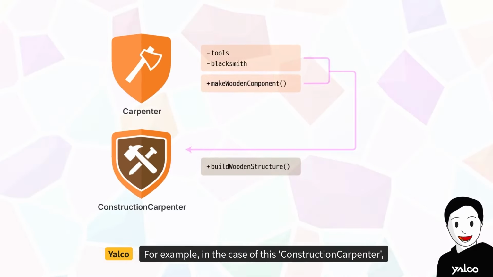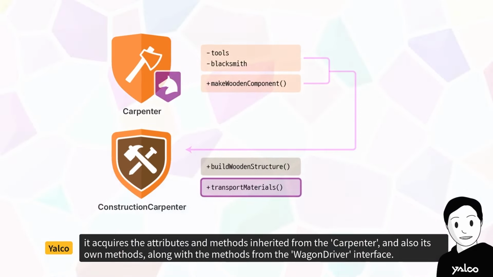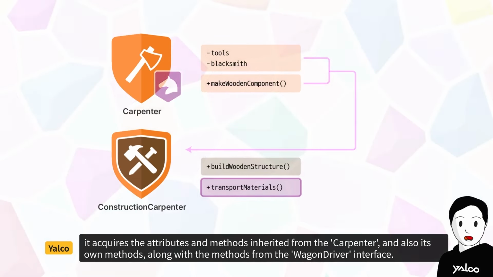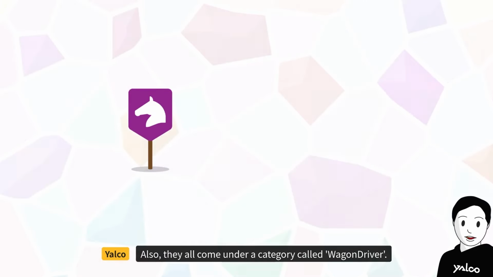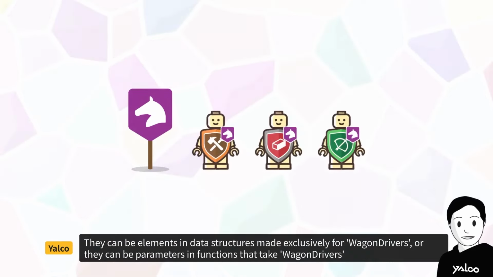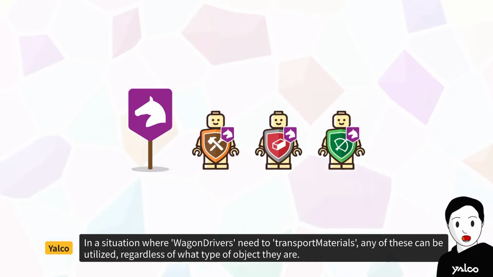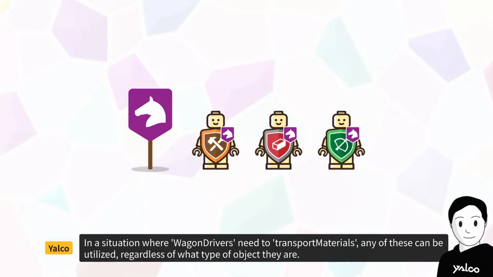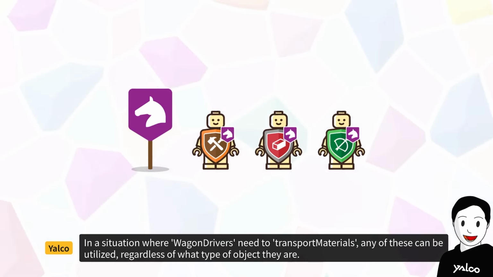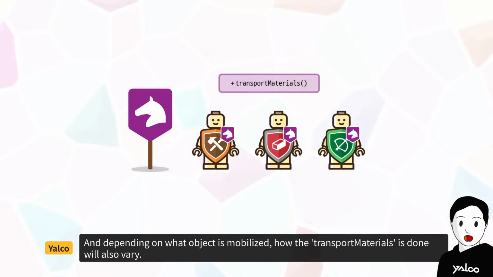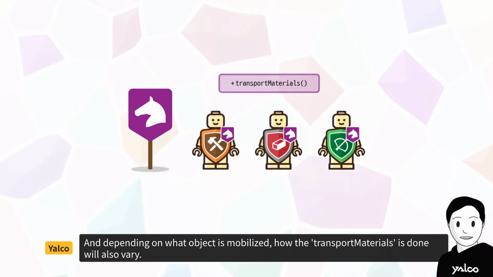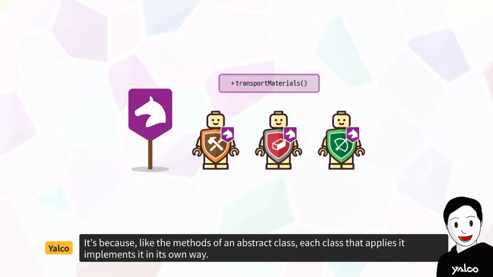For example, in the case of this construction carpenter, it acquires the attributes and methods inherited from the carpenter and also its own methods, along with the methods from the wagon driver interface. Also, they all come under a category called wagon driver. They can be elements in data structures made exclusively for wagon drivers, or they can be parameters in functions that take wagon drivers. In a situation where wagon drivers need to transport materials, any of these can be utilized, regardless of what type of object they are. And depending on what object is mobilized, how the transport materials is done will also vary. It's because, like the methods of an abstract class, each class that applies it implements it in its own way.